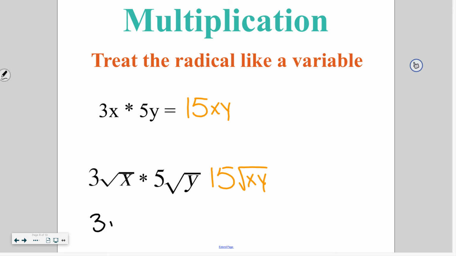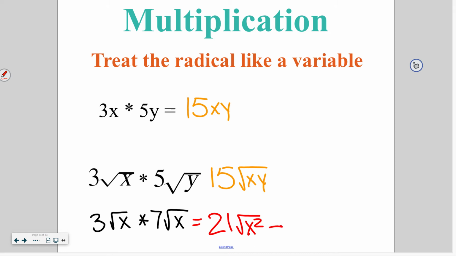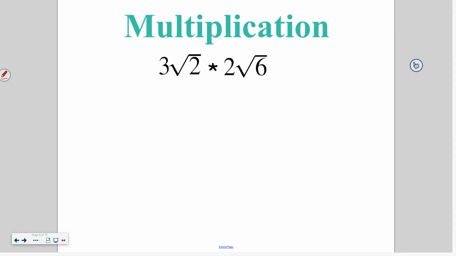If I had 3 square root of x times 7 square root of x, that's going to give me 21 square root of x squared. This you can solve. We know that the square root of x squared is x, so I would have 21x. So if you can simplify the square roots, you want to, but you do not pull things out, so I wouldn't just pull this x out of the square root automatically. So I've got 3 square roots of 2 times 2 square roots of 6.